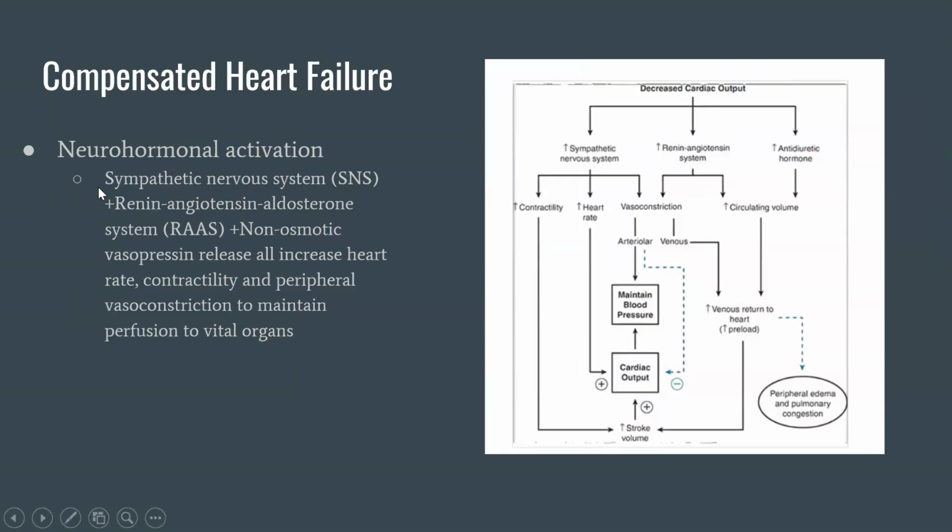Then there's something called neurohormonal activation. So this is the sympathetic nervous system, the renin-angiotensin-aldosterone system, the non-osmotic vasopressin release, which will all increase heart rate, contractility, and peripheral vasoconstriction to maintain perfusion to vital organs. So that will be happening to help the heart compensate. And the person may not have any symptoms, except for maybe their heart rate's a little elevated, maybe their blood pressure is a little bit elevated. And this is very relevant when we talk about guideline-directed medical therapy, because this is what it's targeting.